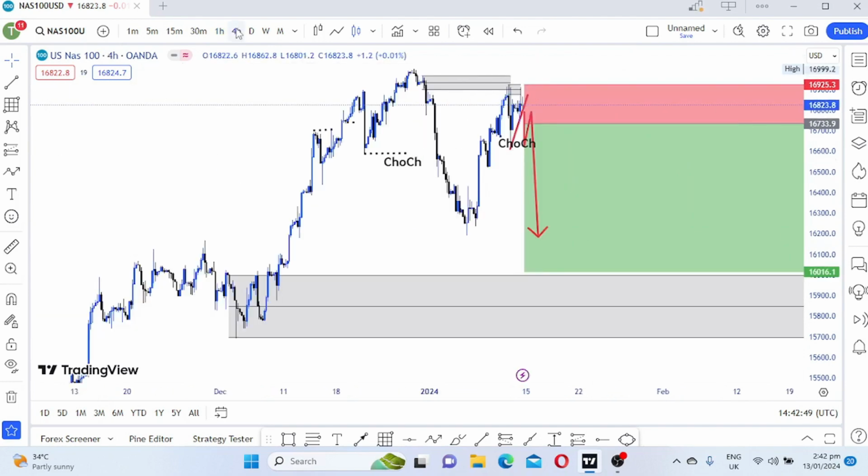So I want to just quickly go on H4. I want a 1 to 3 risk reward ratio, guys, because our stop loss is a bit wide. So yeah, guys, that is my view on Nasdaq. Let's move on to our last pair of our analysis, which is USD.